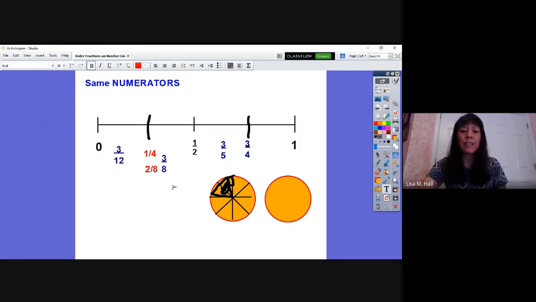So that means my 3/8 is greater. 3/12, remember, those are 3 itty bitty pieces. So I feel very confident that I have my fractions in order: 3/12, 3/8, 3/5, 3/4.